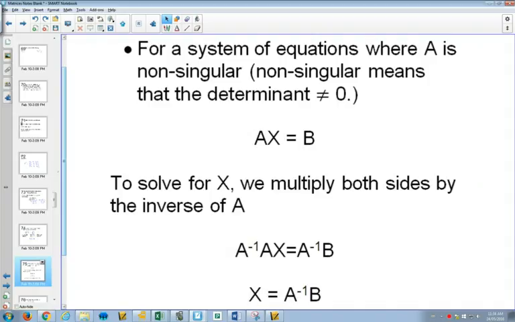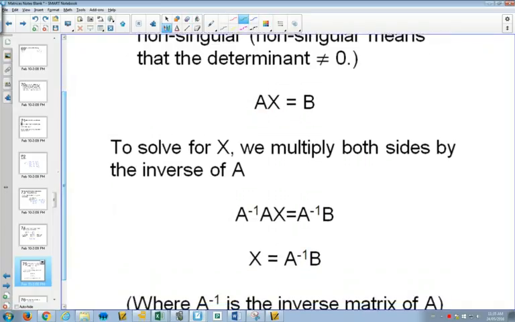Now this is where you have to be thinking matrices and not equations. Because if this was an equation, you would probably want to divide both sides by A. But there's no dividing in matrices, so that doesn't work. The only thing you have in matrices is multiplying by the inverse. And if you multiply by the inverse, this part right here is going to equal the identity matrix. And the identity matrix times anything keeps it the same; it's like multiplying by 1.